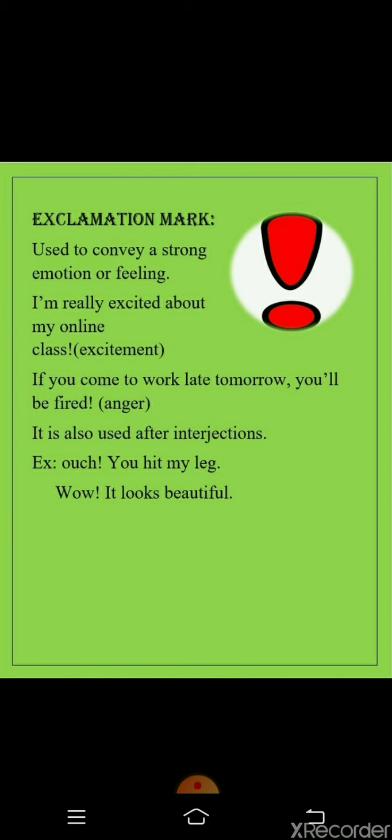Second one, you can also use exclamation mark in interjections. Like ouch, hooray, yeah, wow, all these are interjections. For example, "Ouch, you hit my leg!" "Wow, it looks beautiful!" So these are all interjections. Can you understand now, darling?